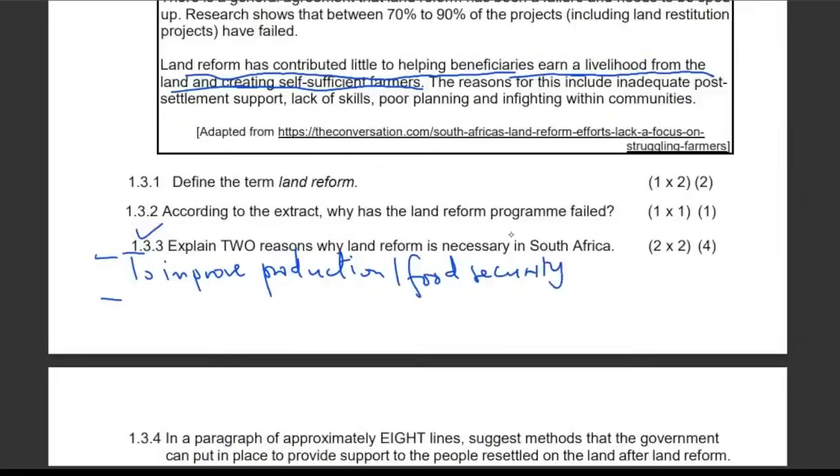And also, the basic purpose of land reform is to help people to have access to land. Land, remember, is a basic factor of production that is required for people to succeed. So, with land reform, we are helping people to have access to land, such that they also make a living out of that land.